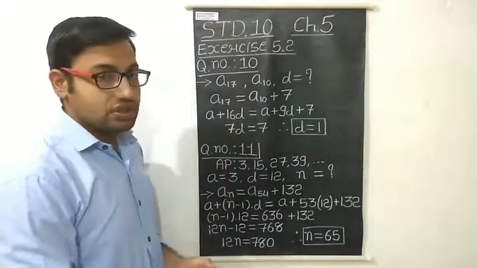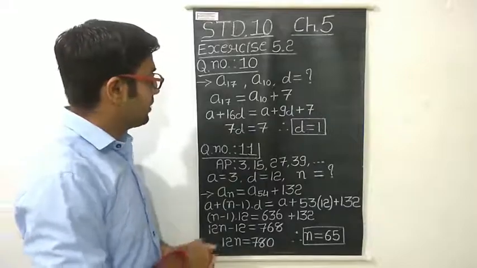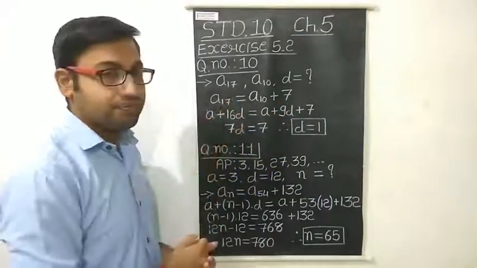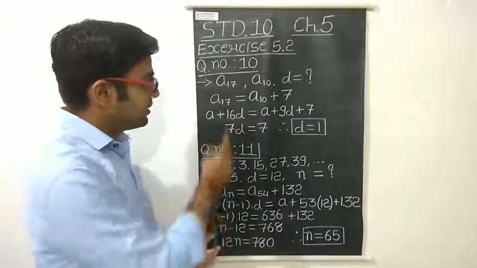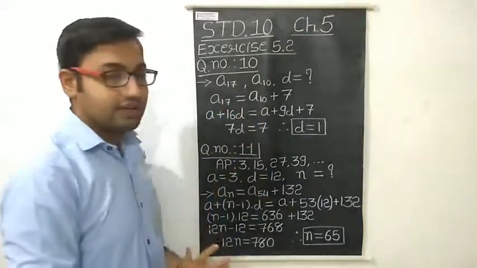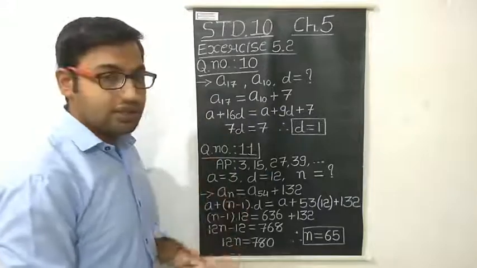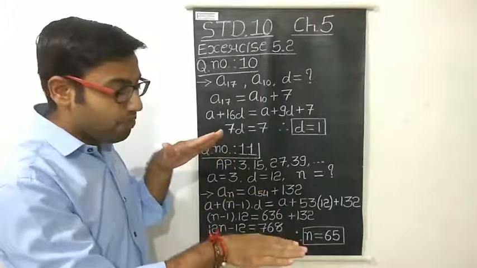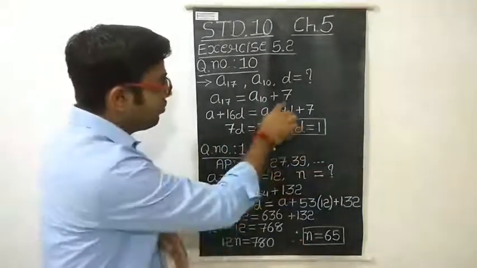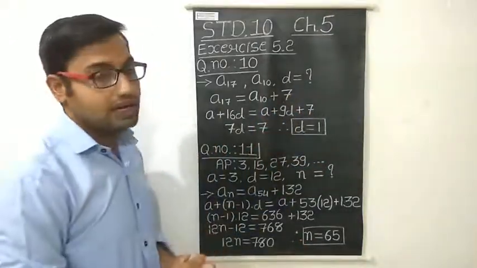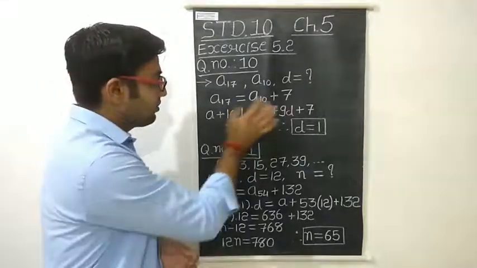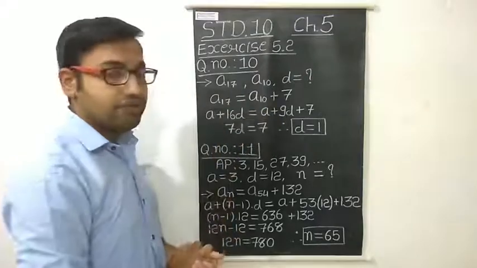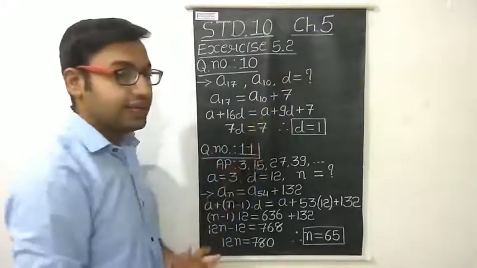So, what is the situation? According to the situation, whatever the AP is, its 17th term exceeds its 10th term by 7. That means the 17th term is greater and the 10th term is lower. To make both terms equal, we have to add 7 to A10. By doing this, we can get this equation.